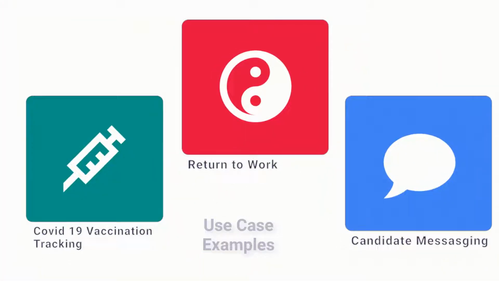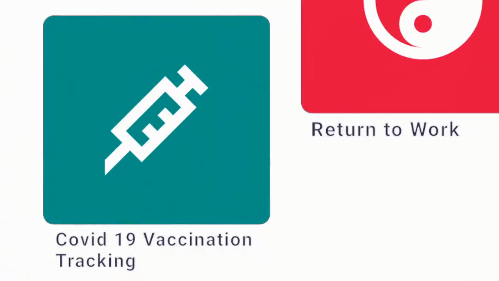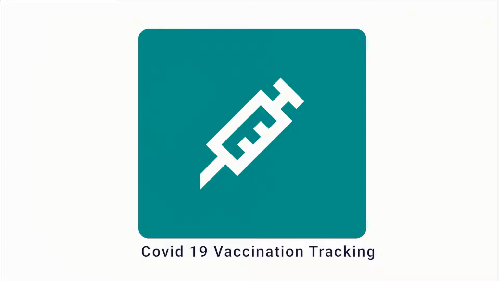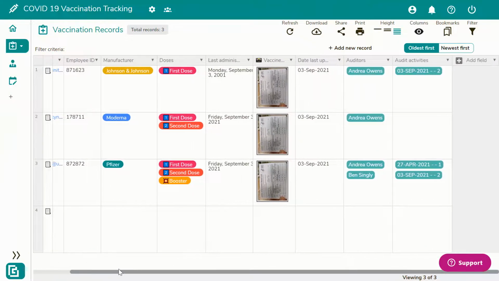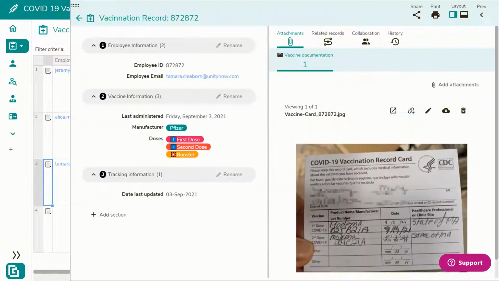Use GraceBlocks to solve emerging issues where no planning was possible. For example, vaccination tracking for your employees. Find yet another point solution, spend weeks with IT customizing something, or spend a few minutes. And with a few clicks, you've built a block. Next, add a tab with the necessary fields like date administered, which vaccine, and the vaccination card attachment.